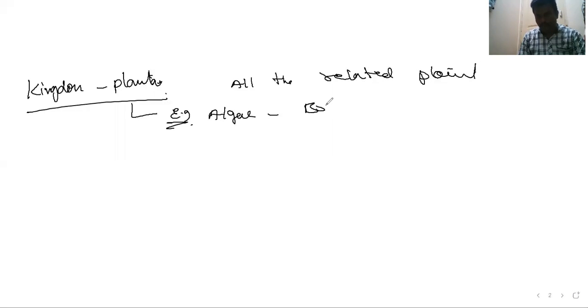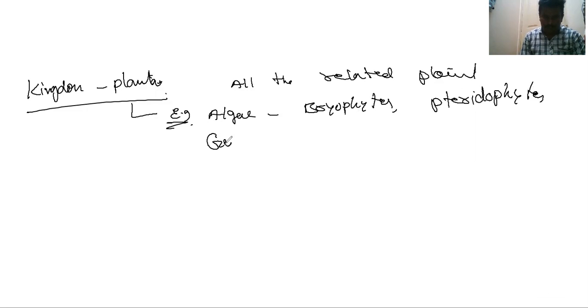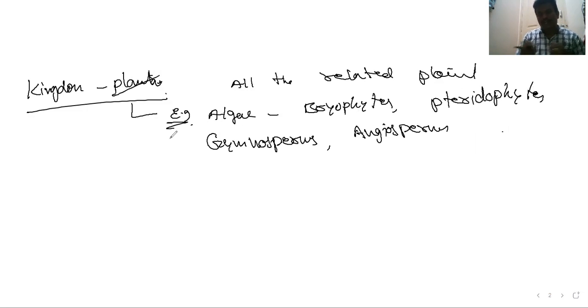Next, bryophytes, pteridophytes, gymnosperms and angiosperms, etc. These are all related to the kingdom Plantae. Next, our topic discussion is on plant kingdom only. Plant kingdom means plants, and everybody knows that they perform photosynthesis. They are stationary at one particular place. Their cell walls are made up of cellulose, etc.